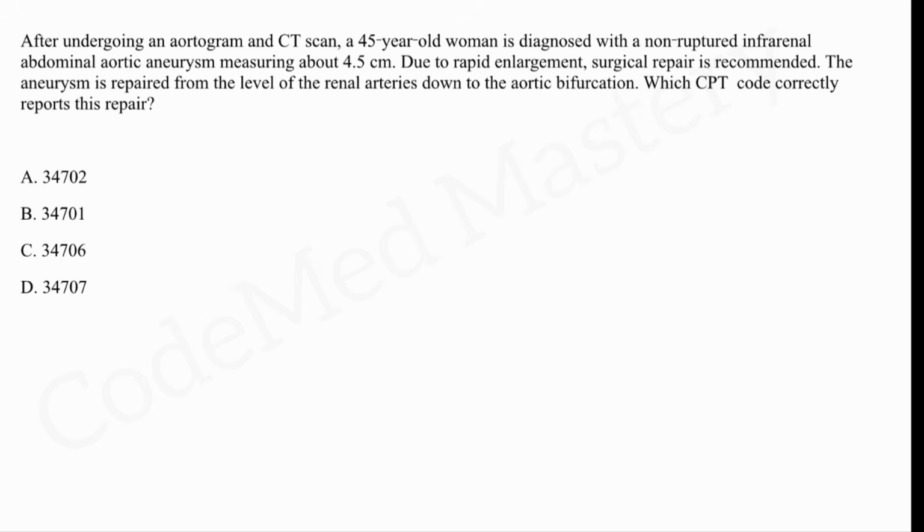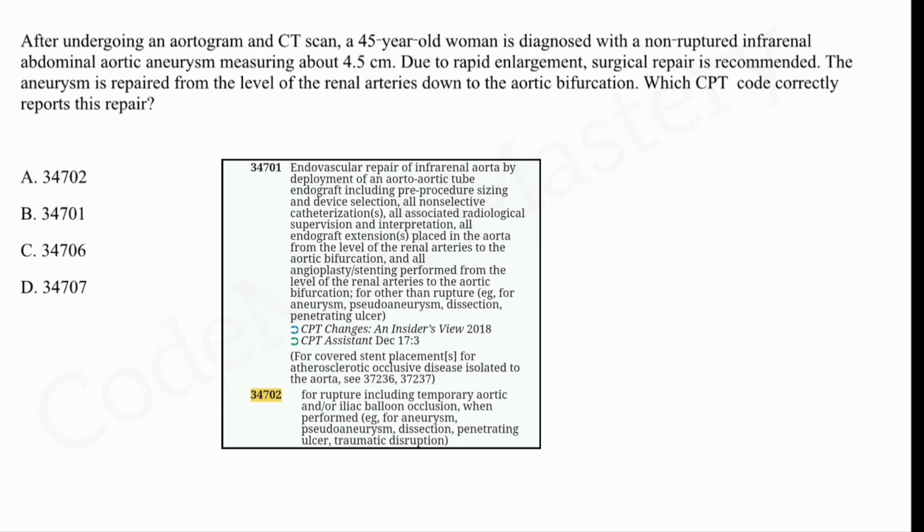Let us check the options first. Check option A, 34702. 34702 is for endovascular repair of infrarenal aorta by deployment of an aorto-aortic tube endograft including pre-procedure sizing and device selection, all non-selective catheterization, all associated radiological supervision and interpretation.